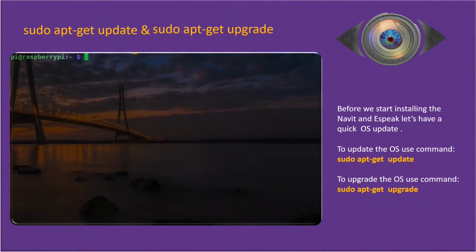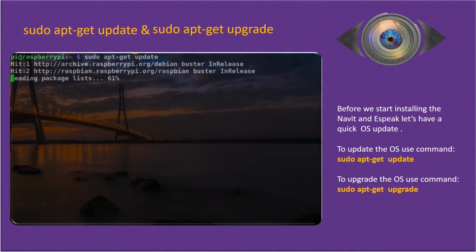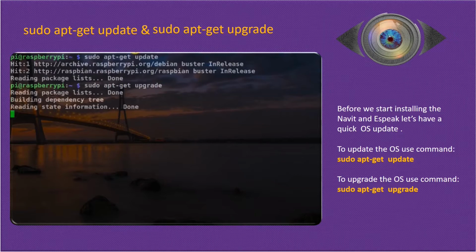Before we start with the installation of Navit, let's do a quick OS update and upgrade. In order to update the OS, use the command sudo apt-get update. To upgrade the OS, use the command sudo apt-get upgrade.